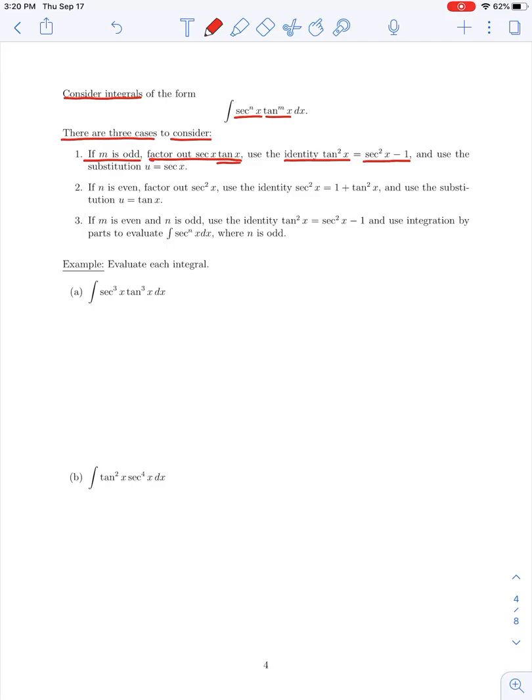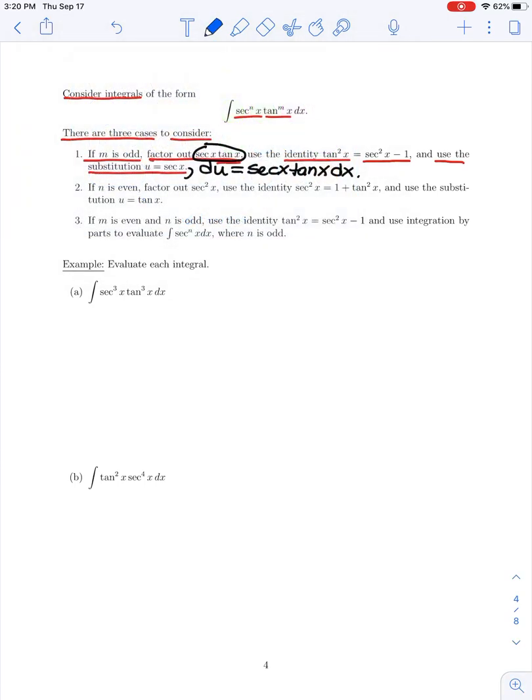Once I have everything in terms of secants, I can make a u substitution where u is equal to secant x, in which case du is equal to secant x times tangent x dx. And here, since I had factored out a secant x tangent x, I can see that it's going to cancel nicely with this secant x tangent x dx term that I obtained for the differential du.